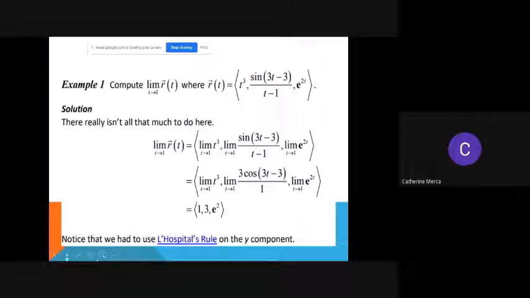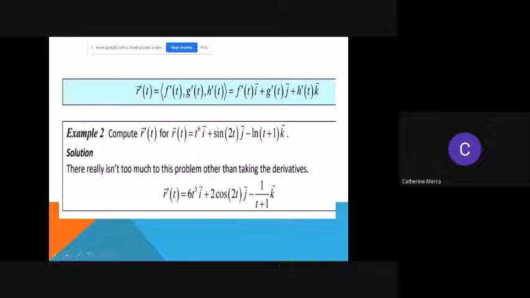How is that done? You remember your L'Hopital's rule? So r of t, f prime of t, g prime of t, h prime of t. That means you get the derivative for r prime of t. So when you take the derivative of r prime of t, you take it one by one, component per component also. So for example, compute r prime of t for r of t, wherein your r of t is t to the 6 i plus sine 2t j minus ln of t plus 1 k.